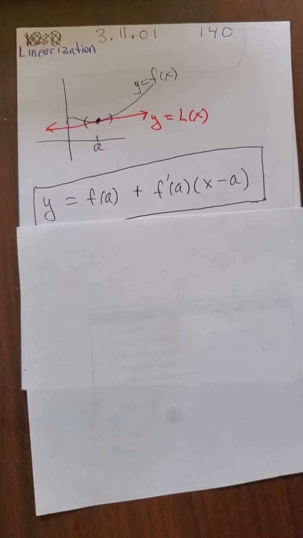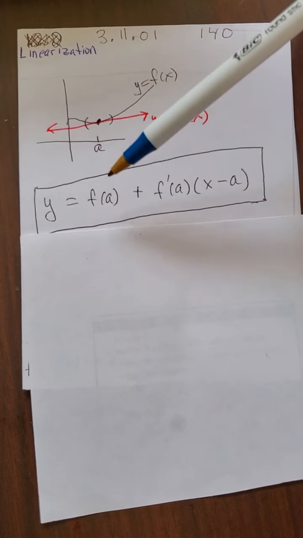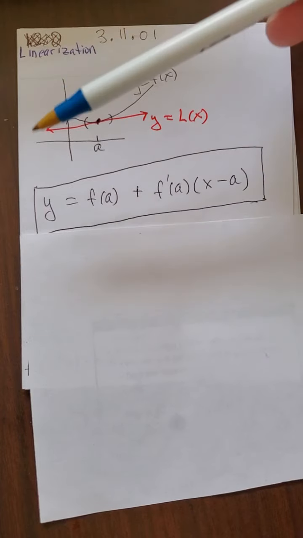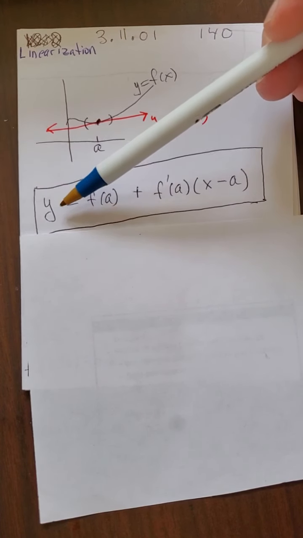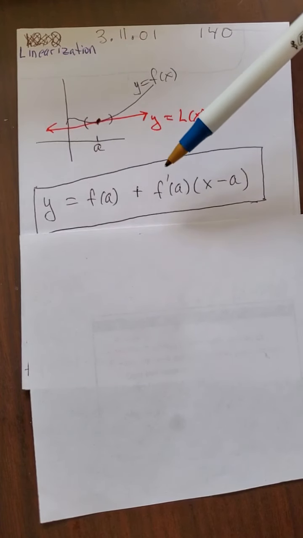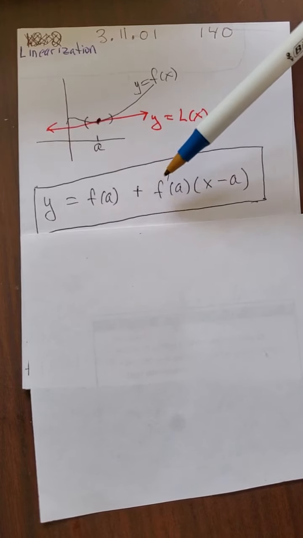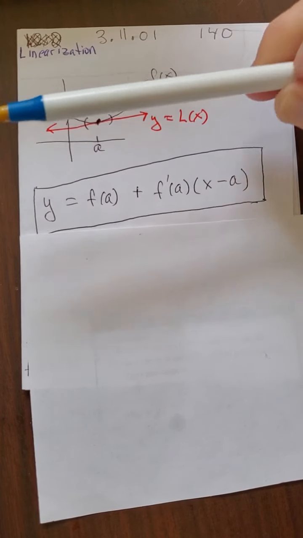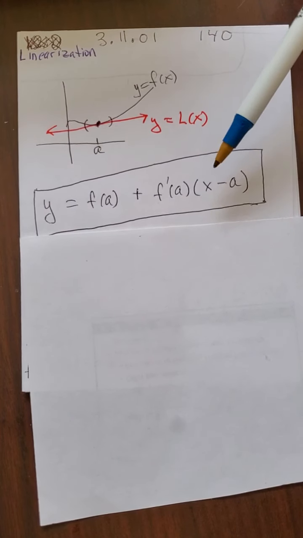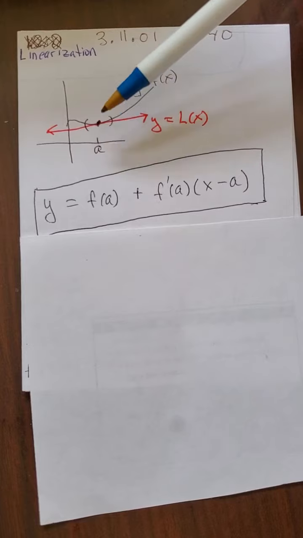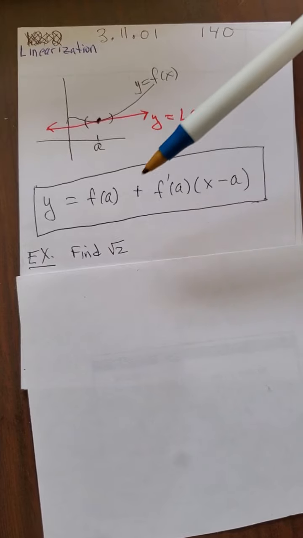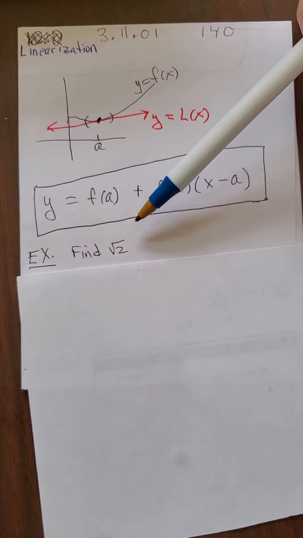So the equation of the tangent line is y equals f of a. F of a is the y value. This is basically the point-slope formula. Normally it's y minus y1, but y1 is f of a. And that normally equals m, but m is f prime of a, the slope of the tangent, times x minus a. Again, a being the point of tangency. And now I'm going to show you how to actually use this to find the square root of 2.